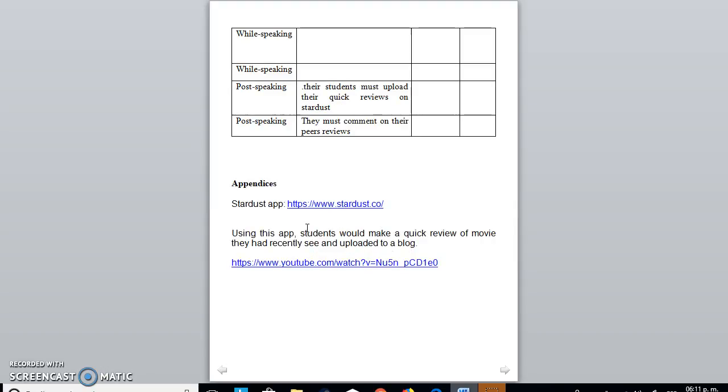While speaking, it also means that students should look at what they have done and make a quick review in Stardust. After a while, they must comment on the peer reviews of their companions.